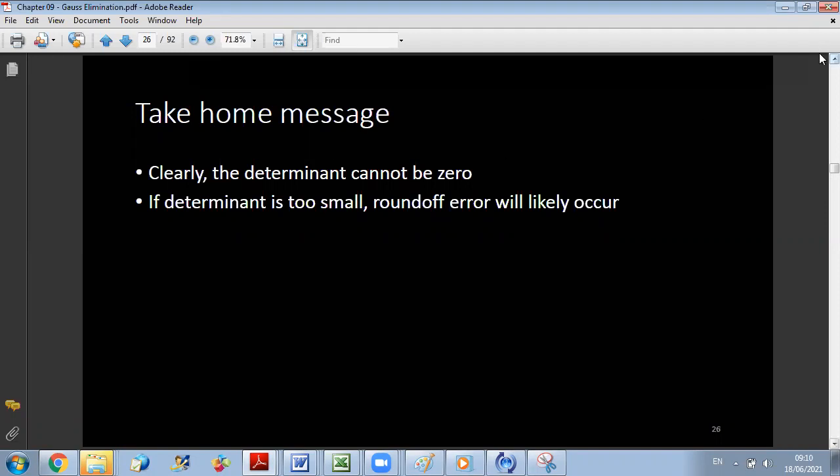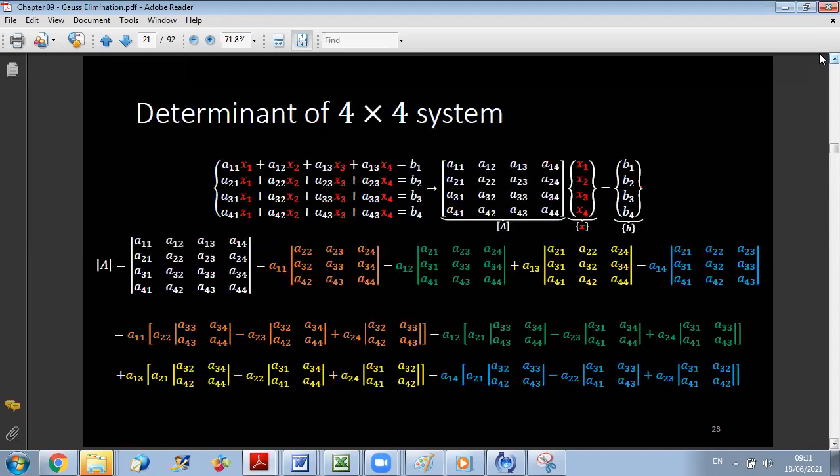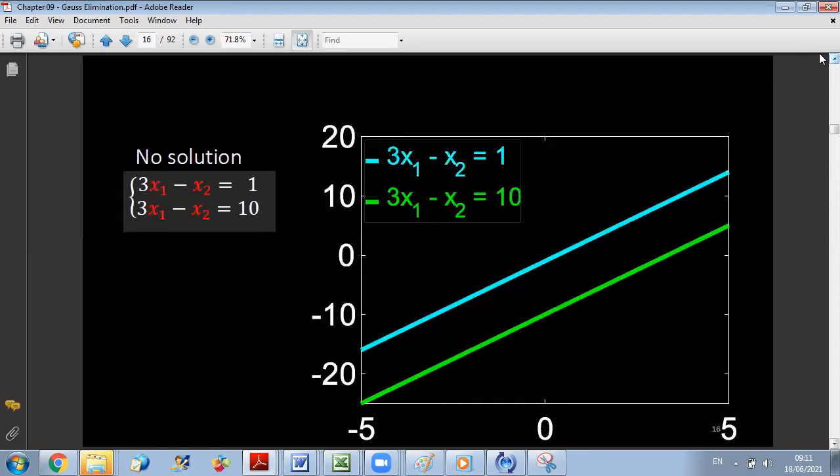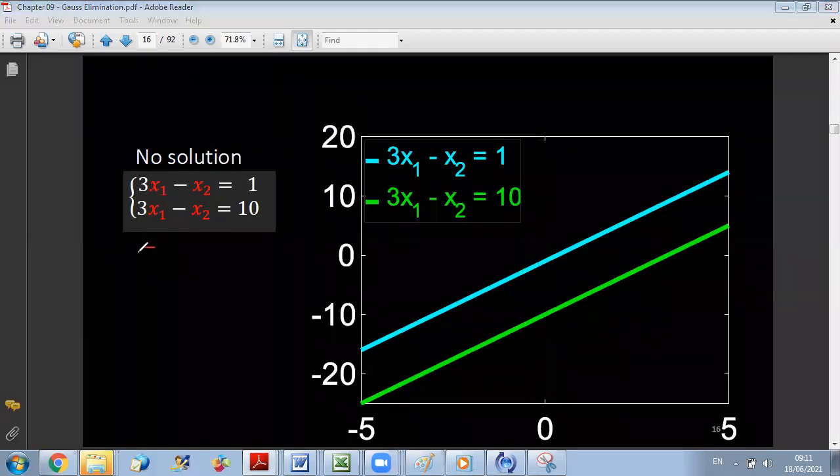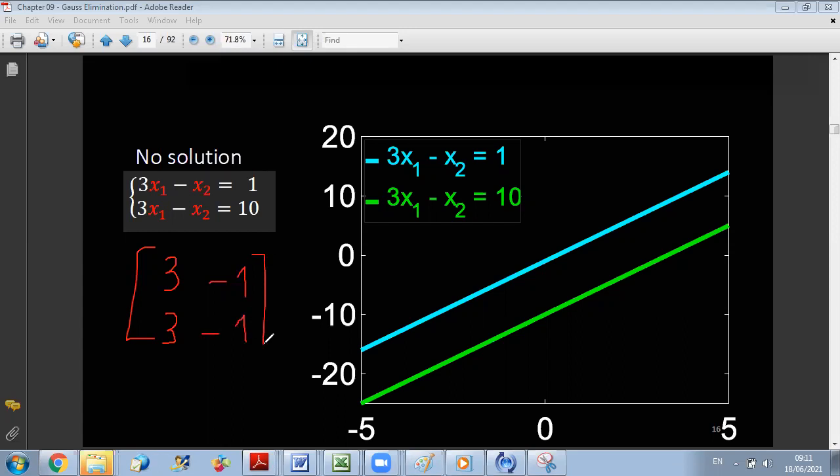Because if you go back to the main possibilities we have seen together, for example, when you don't have a solution, if you calculate the determinant here, what is matrix A? Matrix A will be 3, 3, and minus 1, minus 1. This is matrix A. So if you calculate the determinant of matrix A, you do 3 times minus 1 minus 3 times minus 1, and we will get a determinant of 0.